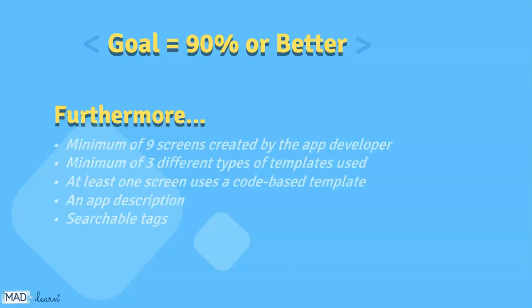Furthermore, a minimum of 9 screens need to be created by the app developer. A minimum of 3 different types of templates need to be used. At least one screen must use a code-based template. An app description must be included, as well as searchable tags.